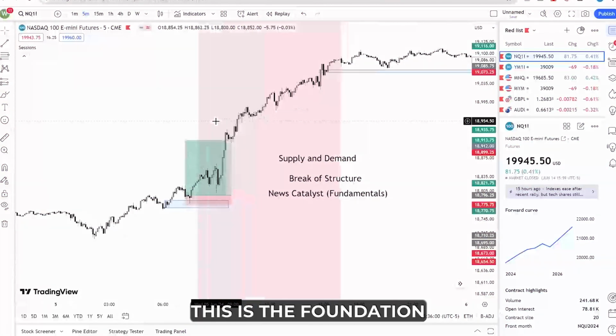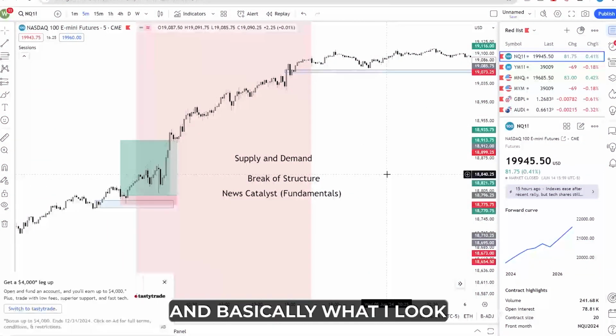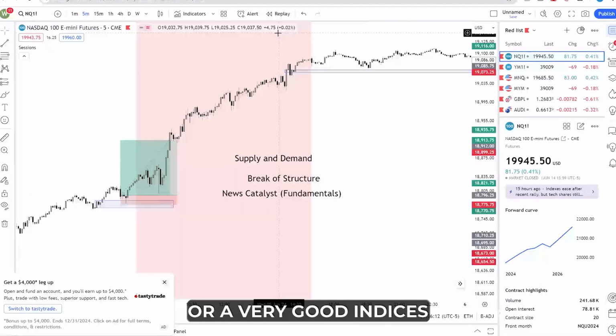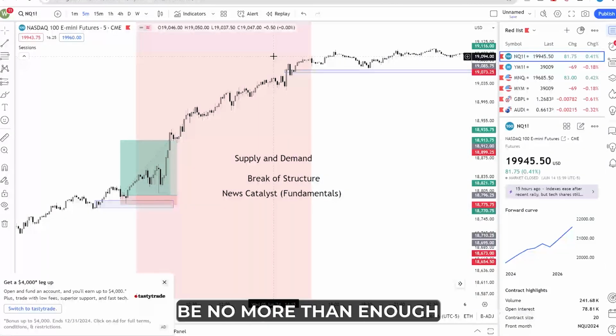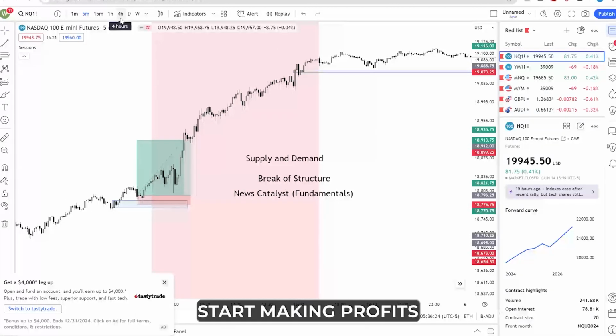This is the foundation of my system and basically what I look at every day inside of the market. With just this itself on a very good pair or a very good indice like NQ, it should be more than enough for you to get funded yourself and start making profits.